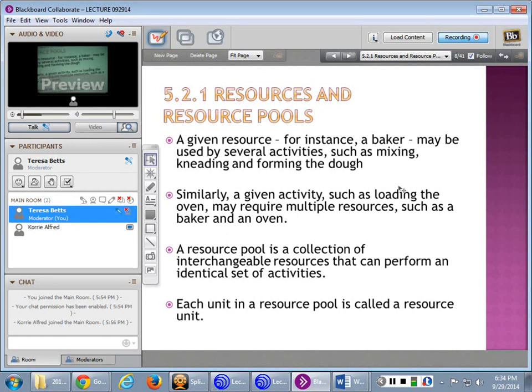Similarly, a given activity such as loading the oven may require multiple resources, such as the baker and the oven, right? You've got both the labor and the capital resource. So a resource pool is a collection of interchangeable resources that can perform an identical set of activities. So our baker could be considered a resource pool because all your bakers are going to do the same thing, and so our baker could be called the resource unit.